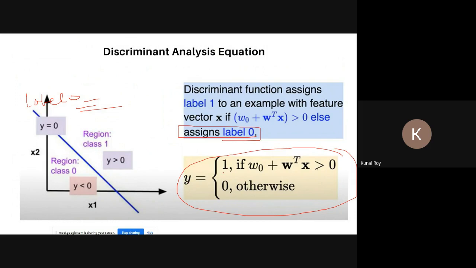If y is equal to 1, then it is greater than 0, which means there will be a single class. If y is equal to 0, there will be no classes, a zero class for this. So we are separating into different classes using a discriminant function, that is w0 plus w transpose x. We know that y is dependent upon this, so y is acting like a separator of classes.